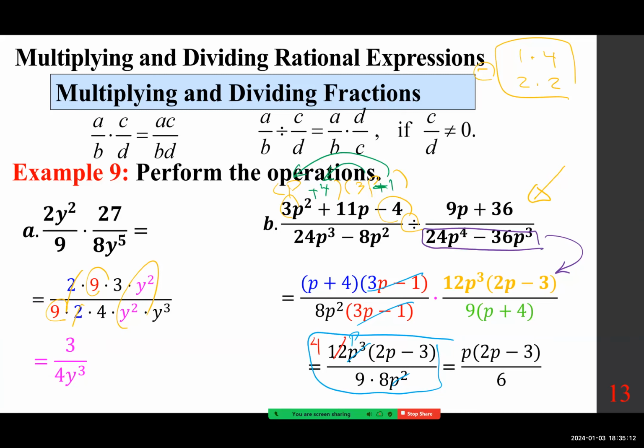12 and 9 can cancel each other. We get 4, and this is 3. And then 8 and 4 can cancel each other. They give us 2, and we get this one as the answer. So again, just to make sure we understand what's going on here, you can do it in 1 or 2 shots, everybody. It's your choice. You can do as you wish.